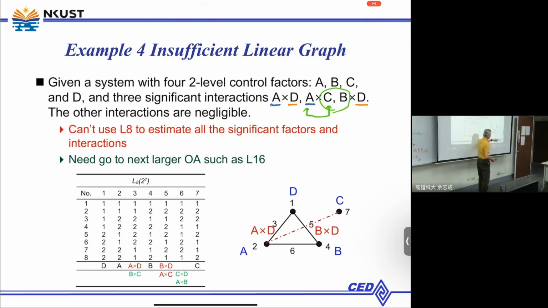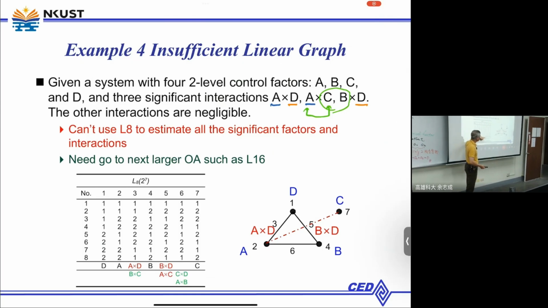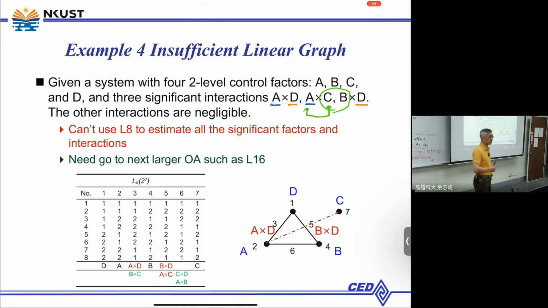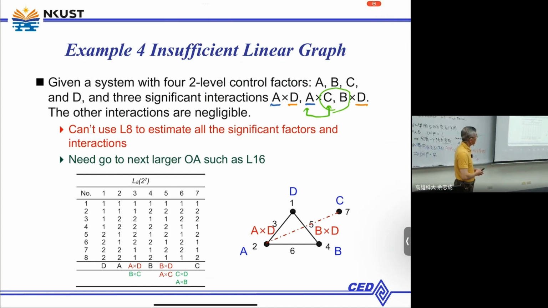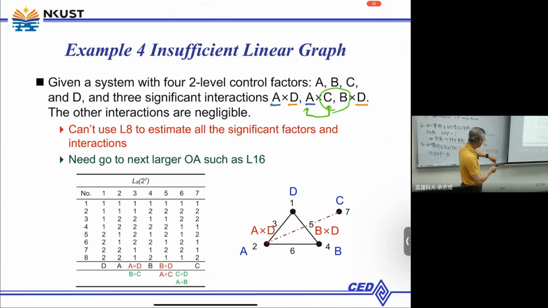You can see from the confounding structure that BD and AC are confounded with each other for this arrangement. Therefore, you cannot estimate both BD and AC, which means that L8 in this case cannot be used to satisfy our design requirement. You can try again by yourself. You will find that there's no way you can arrange A, B, C, D in such a way that these 3 interactions can be estimated.